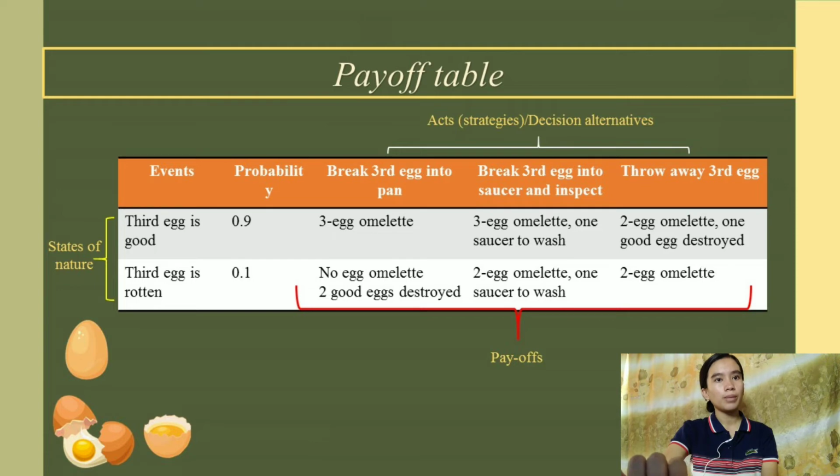At kung ano man ang mangyari, at kung bulok man yung hiniwalay natin, so meron tayong 2-egg omelette, 1 saucer to wash kasi ginamit natin yun. So, the third alternative will be to throw away the third egg. So, itapon na lang para walang gulo. So, kung maayos man o hindi, meron tayong 2-egg omelette. May 1, kung siya ay good, syempre, nagsayang tayo ng isang itlog.